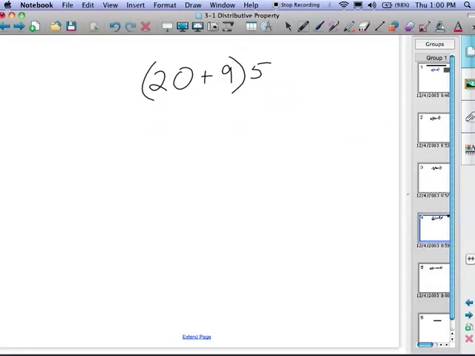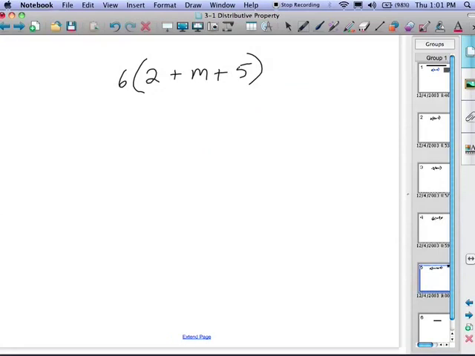Next example here, we have 20 plus 9 in parentheses times 5. Simply moving the number outside parentheses to the other side. You're just going to do distributive property in the other direction. 5 times 20 is 100. Bring down the addition because the problem was addition to begin with. And 5 times 9 is 45. We're not going to simplify things any further. We're going to leave them just like that. Please don't make any more changes.